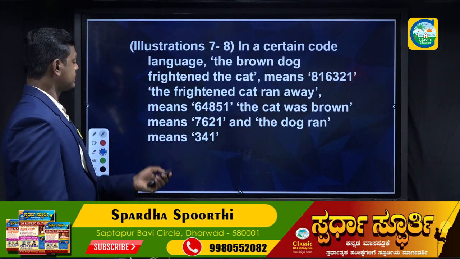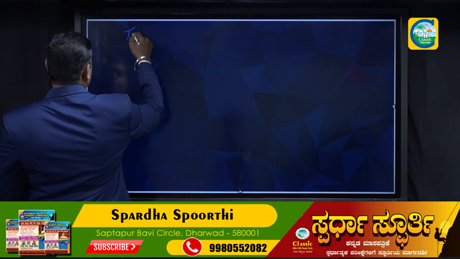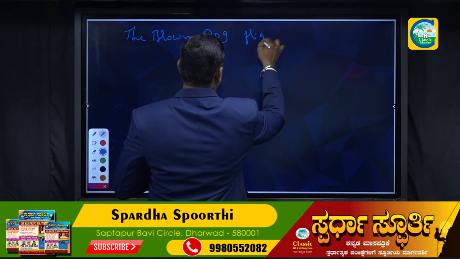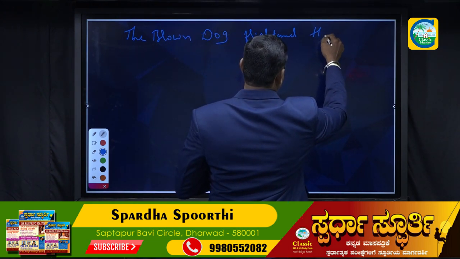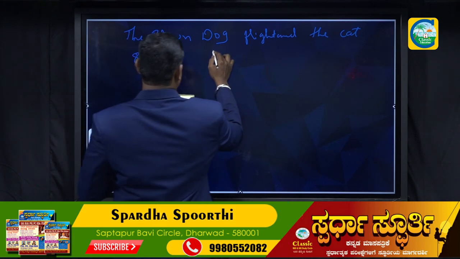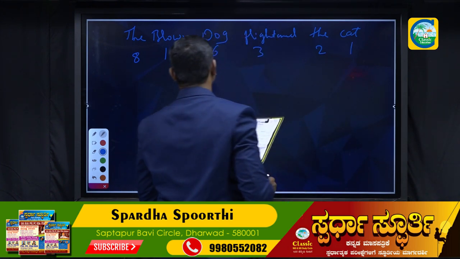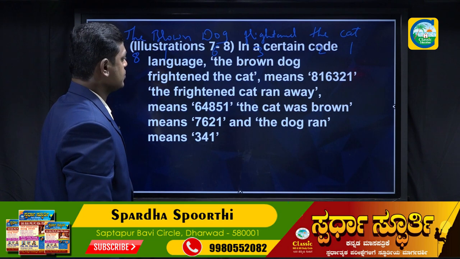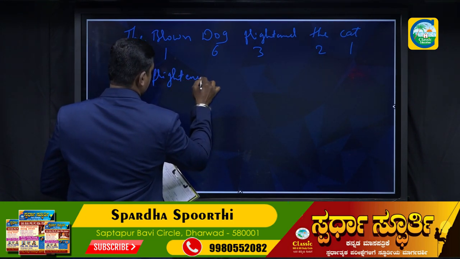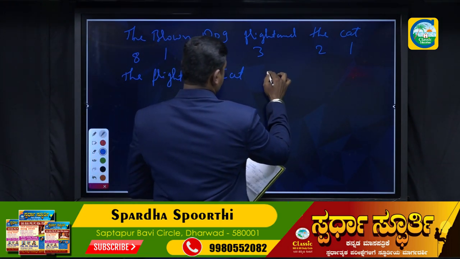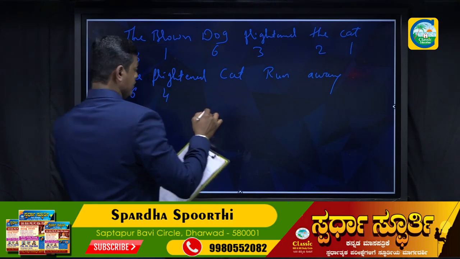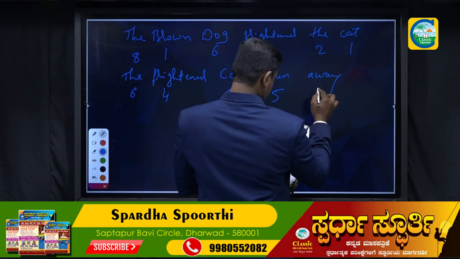Let me write down the question here, friends. I'll write down the question here first. The brown dog frightened the cat is coded as 816321. Let me see here, 816321. Right friends. Second sentence here. The frightened cat run away is written as 64851.